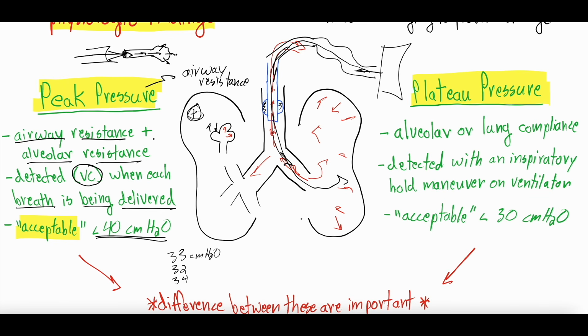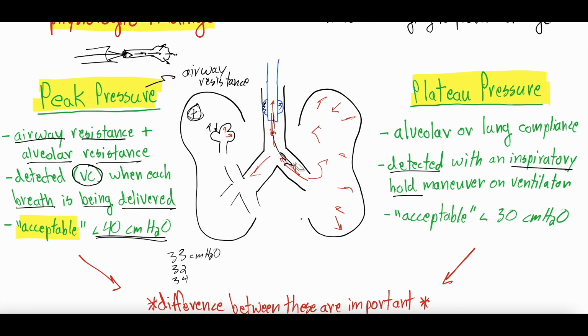This is in contrast to the plateau pressure. The plateau pressure is detected with what we call an inspiratory hold maneuver. So essentially what we're doing is we are pushing a breath in, and then we are pausing the ventilator. We're not letting any air out of the ventilator, and we're not letting any more air go back into the lungs. So I'm going to erase all this, and we can see if we can draw it. I'm going to redraw, right?